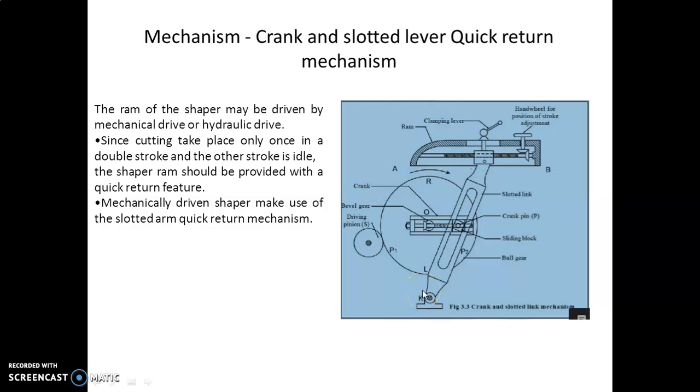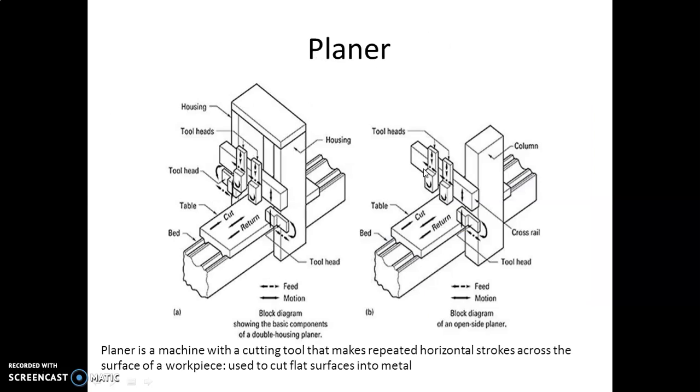Thus the rotary motion of the bull gear is converted into reciprocating motion of the ram with the cutting tool. So this is a mechanically driven shaper that makes use of the slotted arm quick return mechanism used for cutting the surface material. So next we will discuss the planer machine.